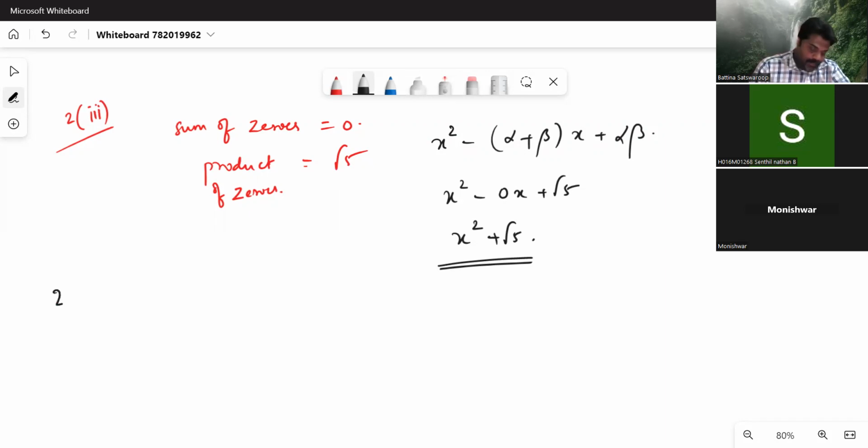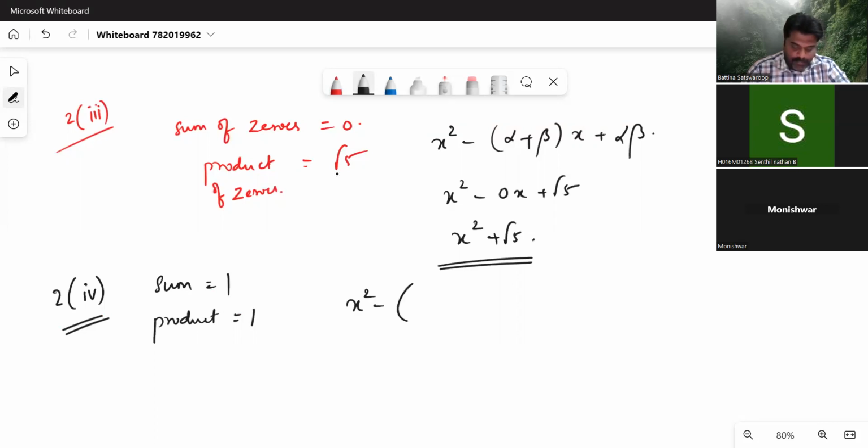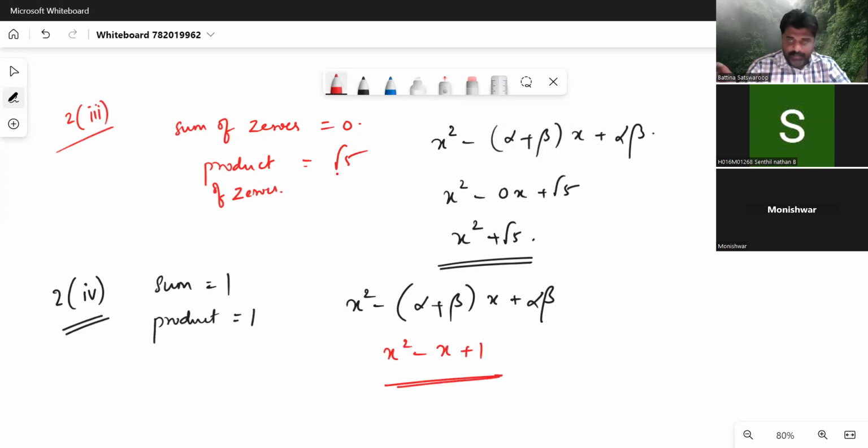Next. See the fourth bit in the second question again. They are telling the sum of zeros is 1 and the product of zeros is 1. Can you tell the expression now, using the same thing? X square minus 1x plus 1. Right. 1x is nothing but x. Clear? Yes, sir. 2.3 is deleted, and examples 6 to 9 are also deleted.